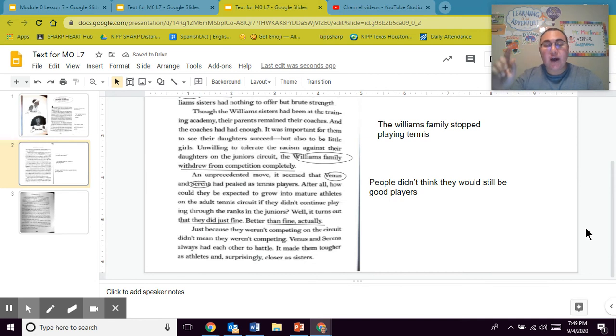So last paragraph, and then you're going to get to practice your exit ticket. Just because they weren't competing on the circuit didn't mean they weren't competing. Venus and Serena always had each other to battle. It made them tougher as athletes and surprisingly closer as sisters.